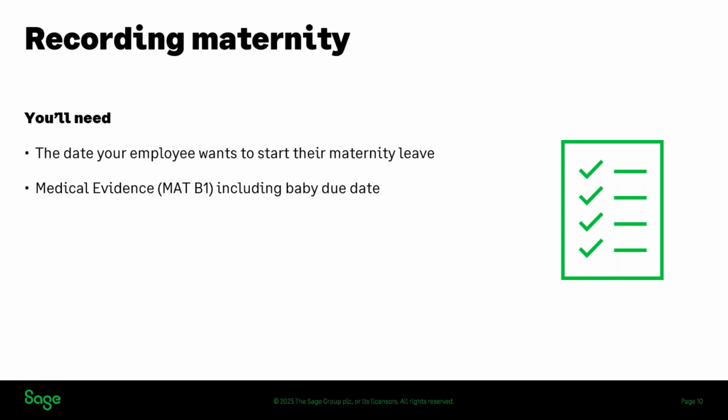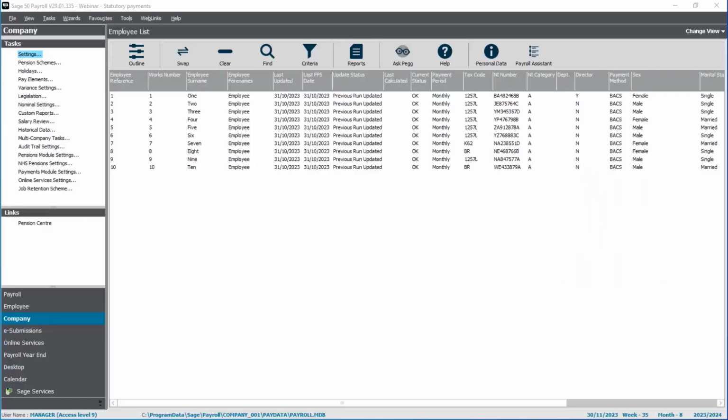So there's a couple of different ways you can enter this information, and I'm going to show you both in the demo. So I'm going to start by entering the information in the quick SMP screen. And this is where all the details are entered in one place. And it's also where you can run a handy report showing the maternity information.